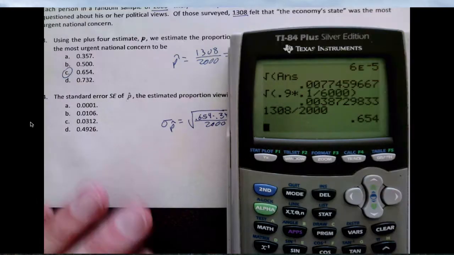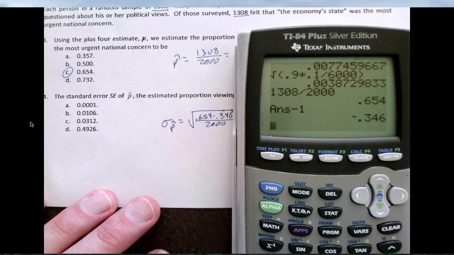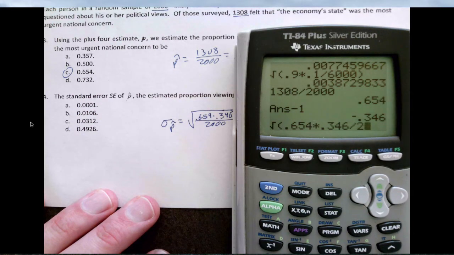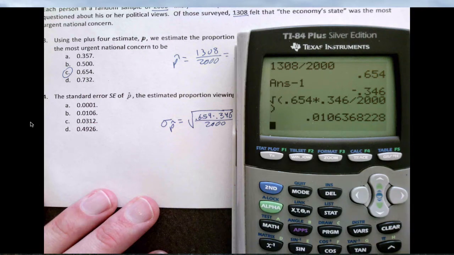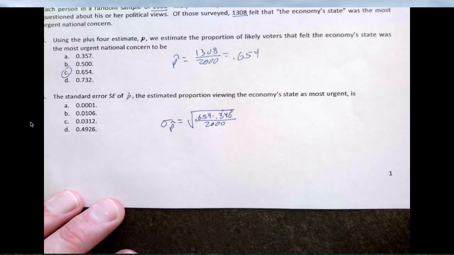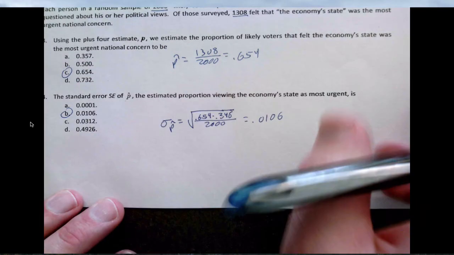All right, so let's try that. Let's double check my number there. I'm going to subtract this from 1, 0.346. Got it. So the square root of 0.654 times 0.346 divided by 2,000 is going to be 0.0106. And we've got B.